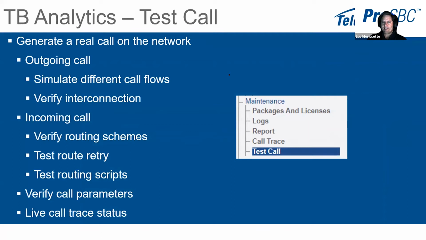The other tool we have is test call, and this will generate a real call on the network. From the SBC, it will generate a SIP call that will go out on the network. You have two modes you can use: either outgoing call or incoming call. If you use outgoing call, you can use it to simulate different call flows going out or just verify the interconnection on the destination. Will it answer when I send a call to that particular destination?